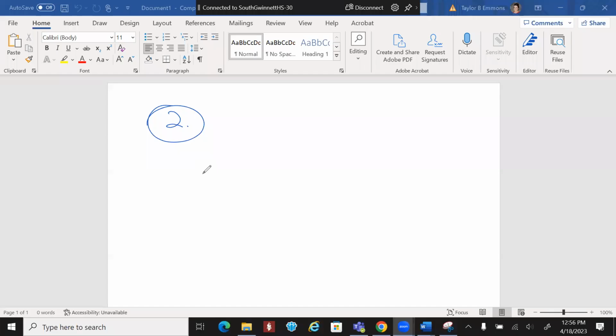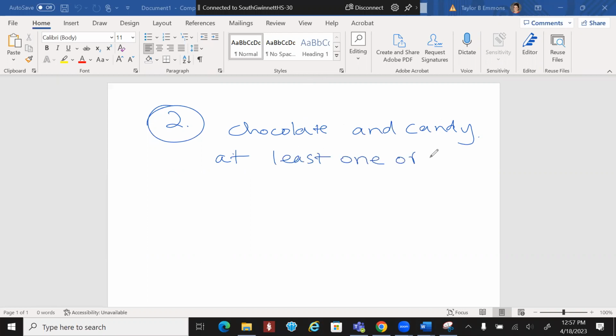Let's talk about chocolates and candy. Let's say, for instance, my mother takes me to Walmart. I don't know why there's a "the" in front of that. And she says you can get at least, well, you need to get at least one of each. And then she said you can have no more than 10 pieces.